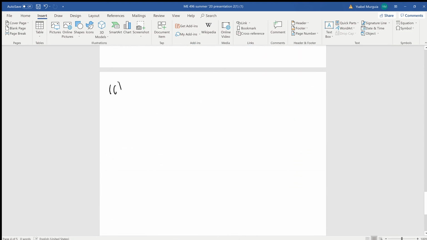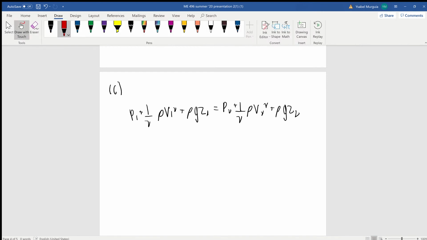So for part C, using Bernoulli's equation, P1 plus 1/2 rho V1 squared plus rho g z1 equals P2 plus 1/2 rho V2 squared plus rho g z2. So right off the bat, I can cancel these two terms because z1 is equal to z2, right? My 2 points, I defined them to be on the same line, which is the x-axis.